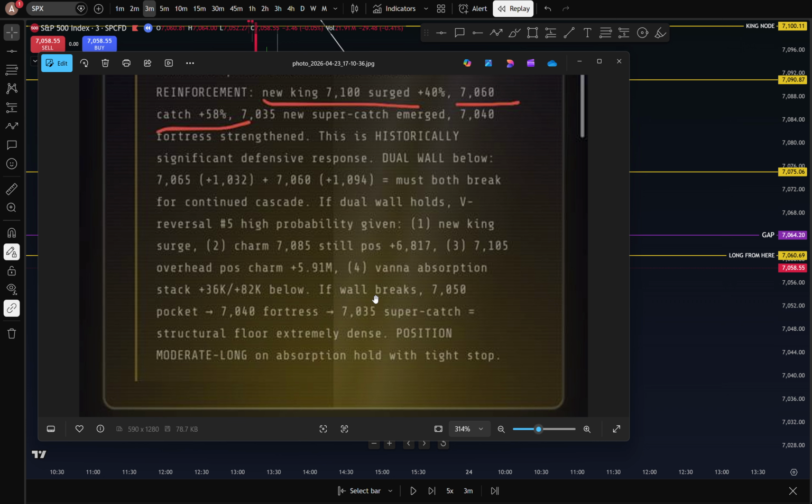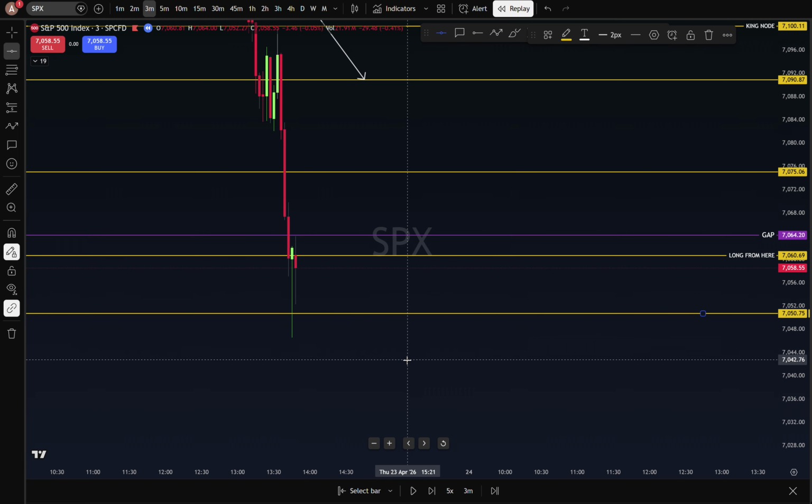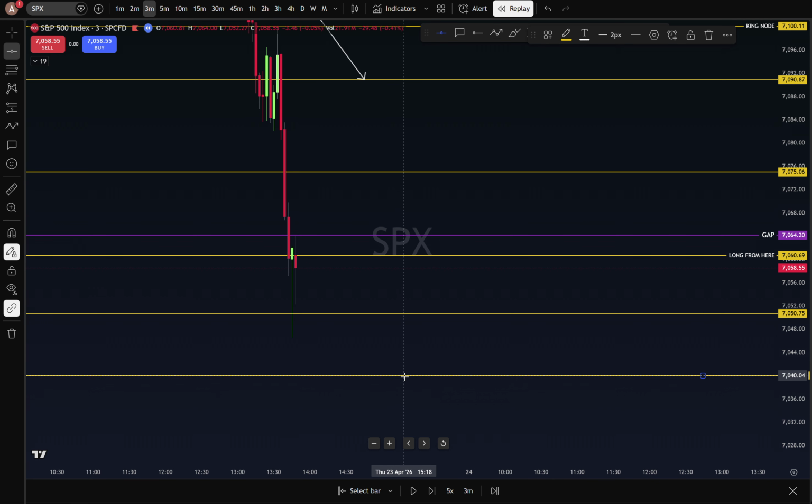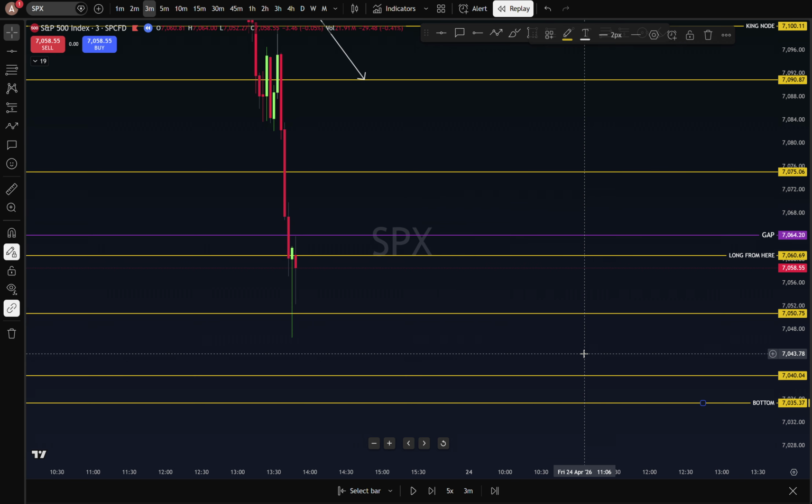It says if wall breaks 70-50 breaks, pocket to 40-35, like basically saying if 50 breaks, like here, where is that, like this level, 50 breaks, then it's gonna be 40, then gonna be 35, like this. And this 35 is absolutely bottom. There is no deeper than that. Okay, but you can see it.